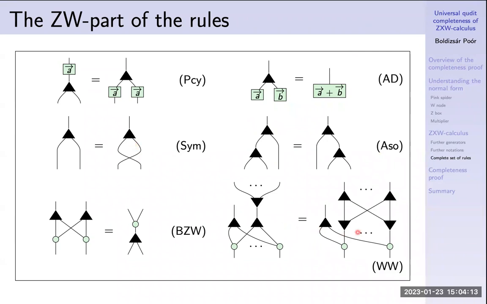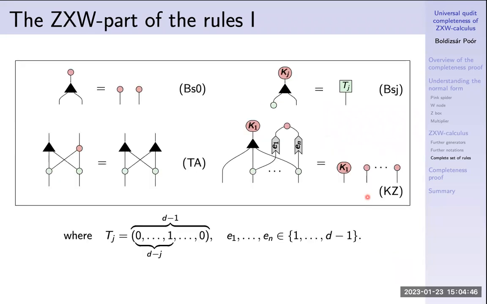Maybe something to note, though, is the WW rule, which is quite interesting. It's like an algebra between the W and the W node, but for it to work, it has to be connected to a structure like this. So it has to be projected onto this subspace. But this is actually quite useful for us in this way just as well. Then we have the interesting part.